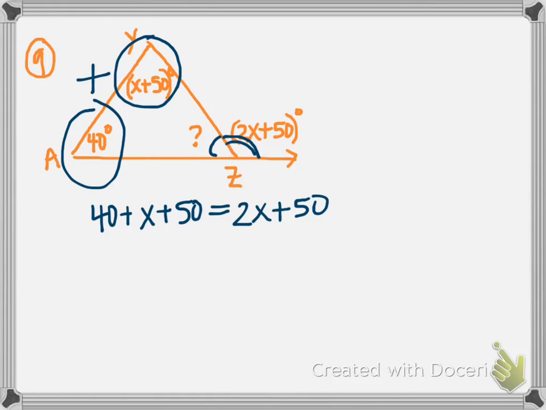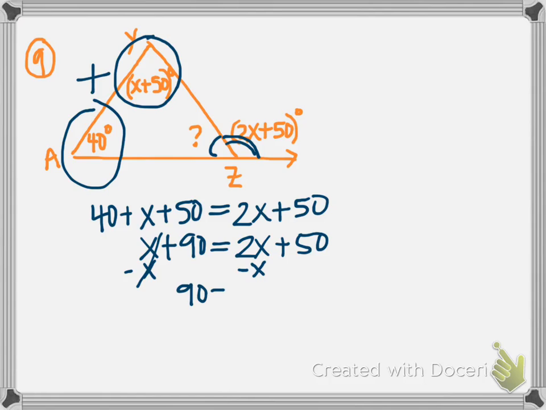We can clean it up a little bit. I've got x plus 90 on the left. I'm going to move my x over to the right, so I'm going to subtract 1x from both sides. So 90 equals just 1x plus 50. I'm going to move my 50 to the other side. So 40 equals x.